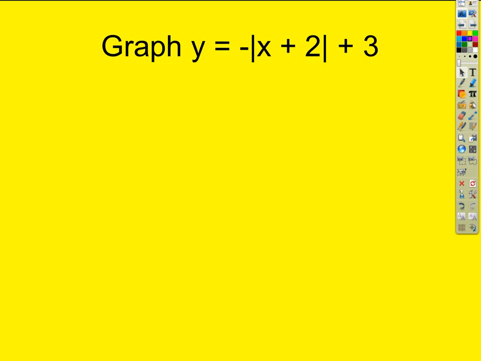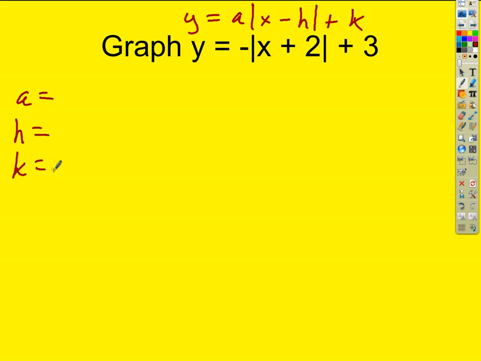Okay, now what we want to do here is compare this to the vertex form of an absolute value function. Remember what that was? Our vertex form was just y equals a times the absolute value of x minus h, plus k. So if I can just determine what the values of a and h and k are, it's really simple to graph this thing. Right? That's all there is to it. So let's just write those down. What's a? -1. What's h? -2. Good. Good. That's the part that's a little tricky.